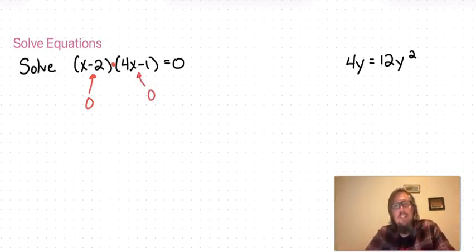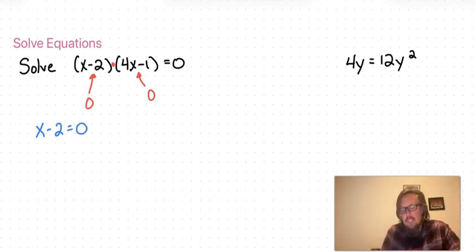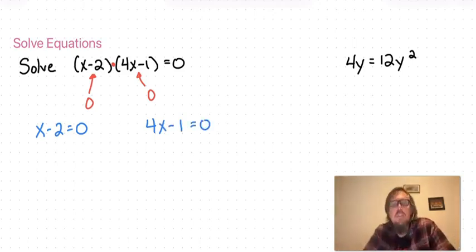If the first set of parentheses equals 0, the whole thing is 0. If the second set of parentheses equals 0, the whole thing is 0. So this problem has two answers. One of the correct answers is when x - 2 equals 0, and the other correct answer is when 4x - 1 equals 0. Both of those are correct answers, and we need both of them to get the correct solution.